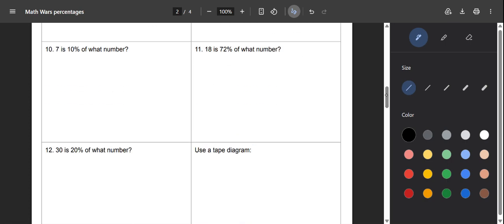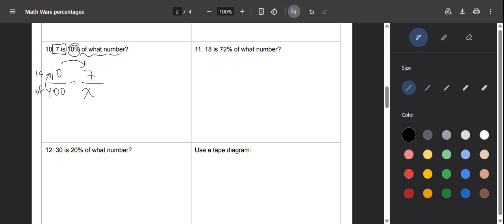Number 10, 7 is 10% of what number? So let's go ahead and set up our percent first. Percents are always out of 100. And we've got is over of. So "of what number" means we don't know the whole amount. 7 is means 7 is the part. So I can go from 10 to 7 if I wanted to, or I could go from 100 to 10. Use whatever relationship looks easier to you.